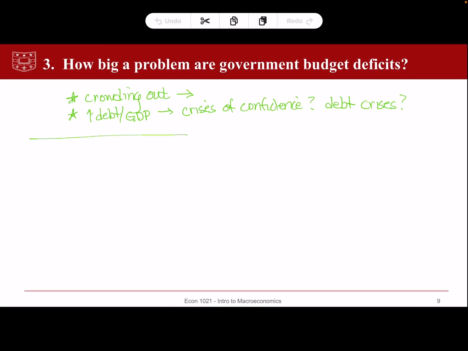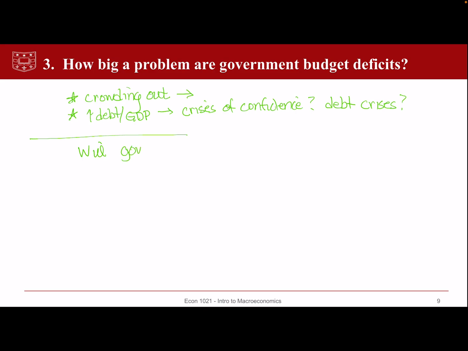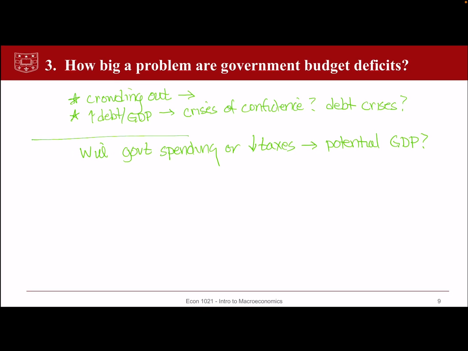So just to round this out, will government spending or decreases in taxes increase potential GDP? To the extent that they do, then budget deficits and debts are less of a concern.